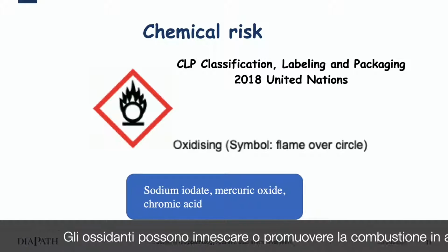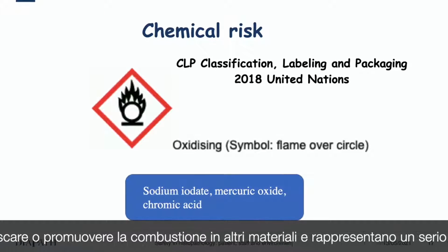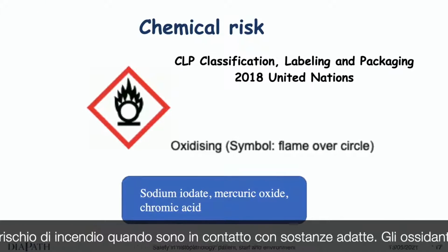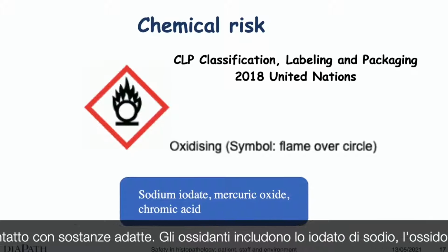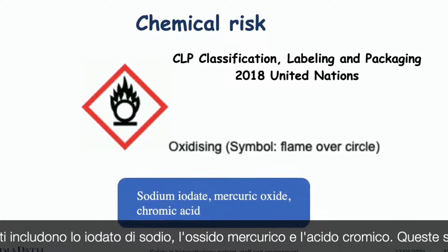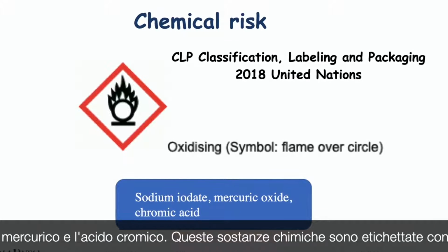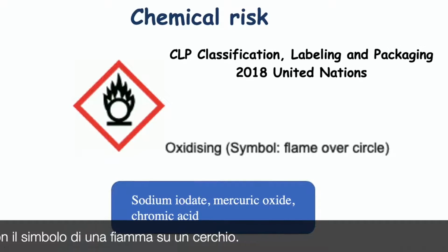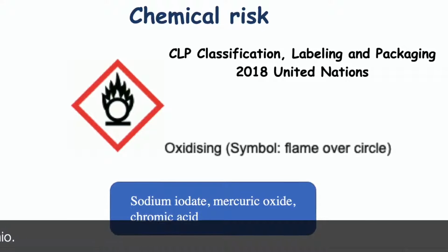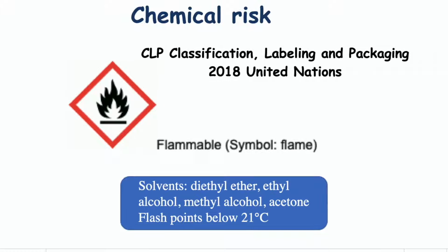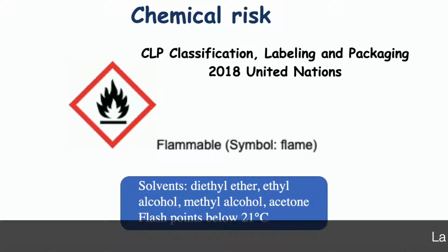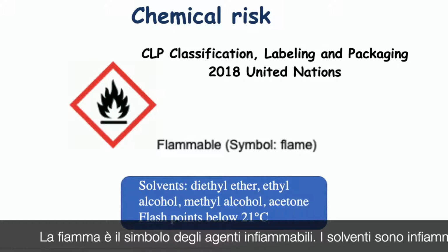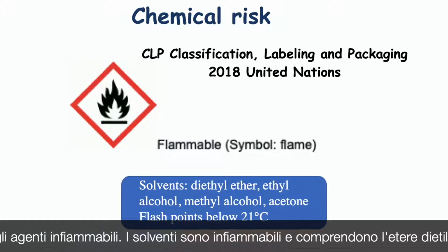Oxidizers can initiate or promote combustion in other materials and represent a serious fire risk when in contact with suitable substances. Oxidizers include sodium iodate, mercuric oxide, and chromic acid. These chemicals are labeled with the symbol of a flame over a circle. The flame is the symbol for flammable agents. The solvents are flammable, including methyl and ethyl alcohol.